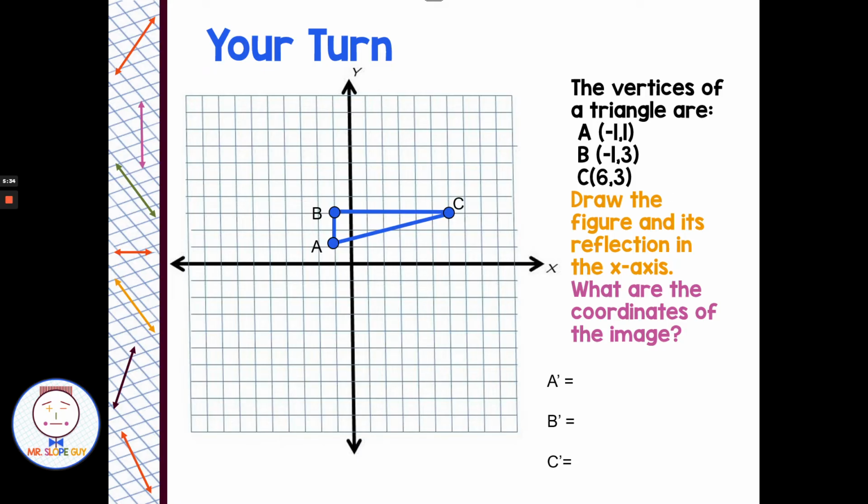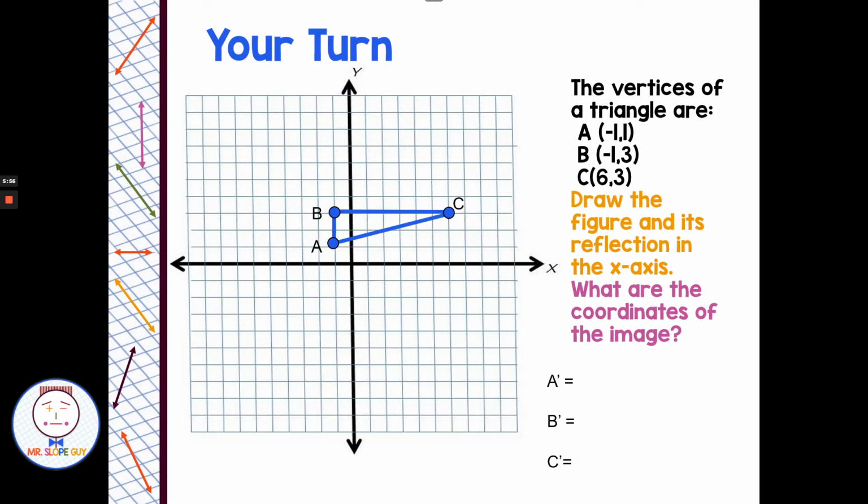All right, we have a triangle with points at (-1, 1), (-1, 3), and (6, 3). Draw the figure and its reflection in the x-axis, and what are the coordinates of the image? All right, pause the video here, reflect those 3 points over the x-axis, and come up with our new triangle.